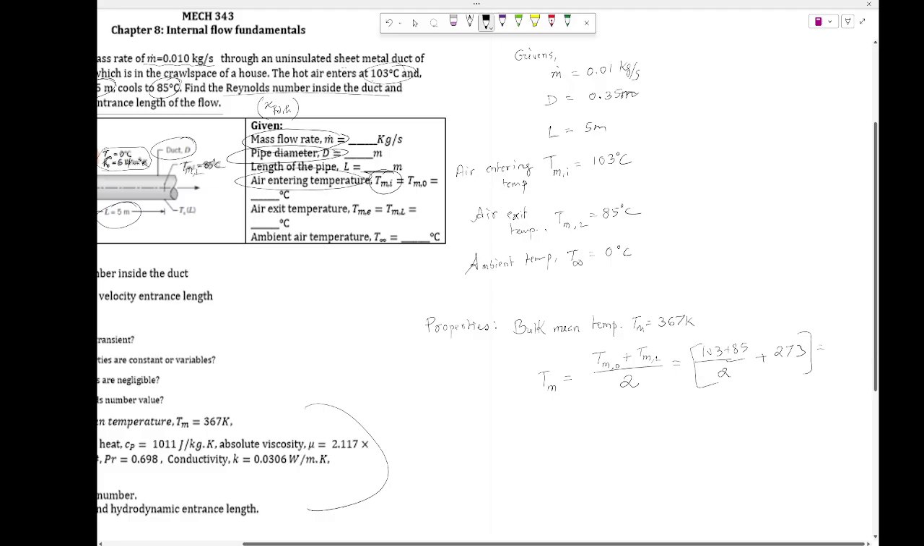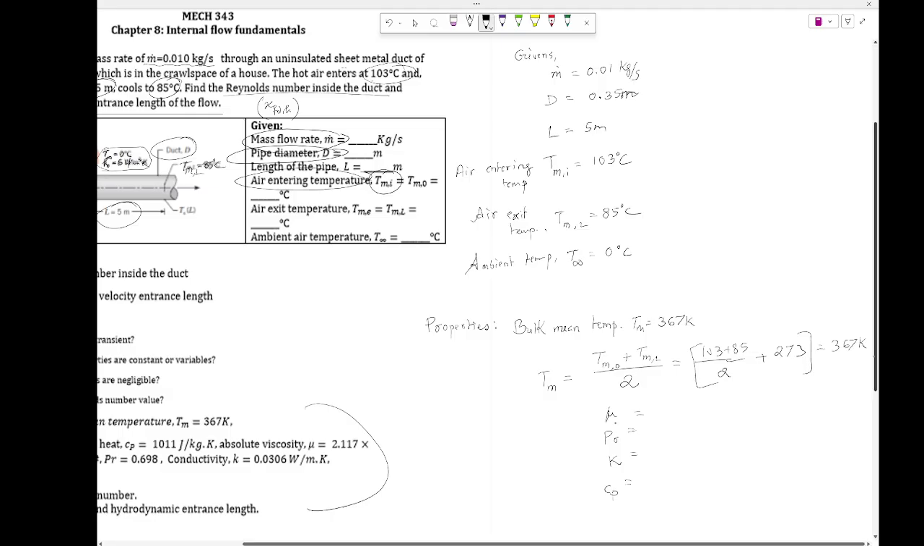You have to add 273 to the Celsius temperature to find the Kelvin. Why did I find it in Kelvin? You may argue, why am I doing this in Kelvin? Because in the Cengel book, they have the properties in Kelvin. Air properties are given by temperature in Kelvin, so you need to get the properties in Kelvin. There's no way around it. So this 367, once you have that, let me start to write the property values, and you will be seeing shortly why you need that. These are the properties that you're going to need, at least the first 3 for sure.